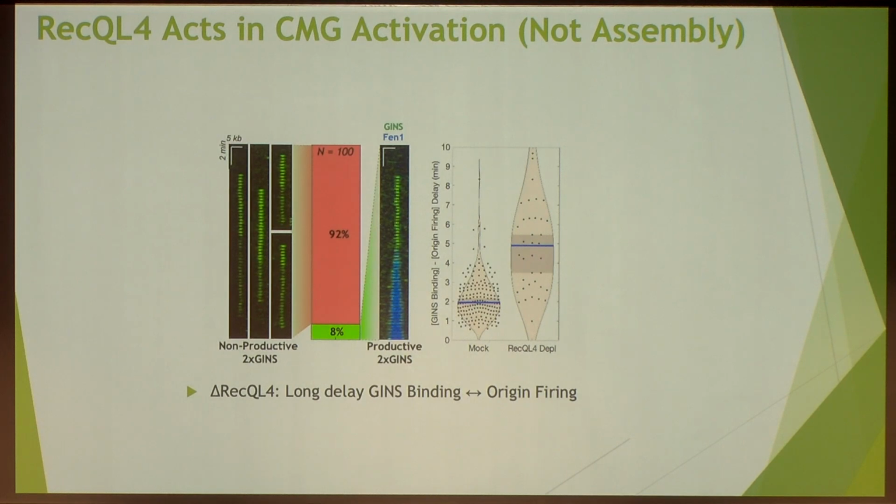So the absence of RECQL4 definitely prolongs the waiting time between GINS recruitment and firing, consistent with the fact that RECQL4 does something downstream, presumably activation. But I cannot put my hand on fire and say RECQL4 is participating here. Maybe they can fire despite the absence of RECQL4.